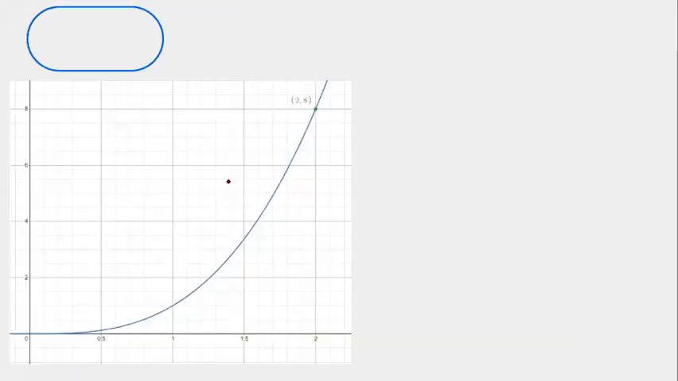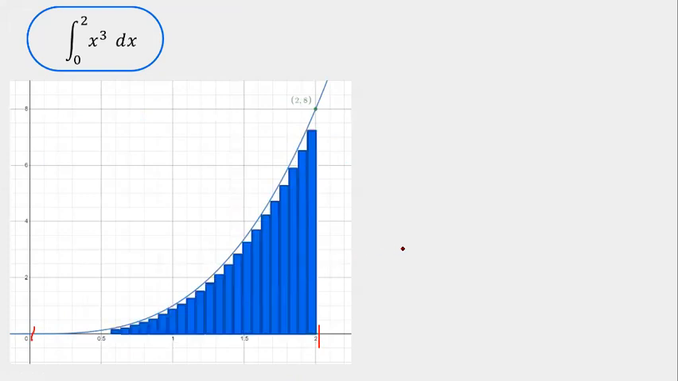I will use this graph as an example. This is an x cubed graph. Since we have to find the area under the curve in the closed interval from 0 to 2, we can divide the graph into n parts of equal subintervals, each rectangle shaped, from point a to point b.